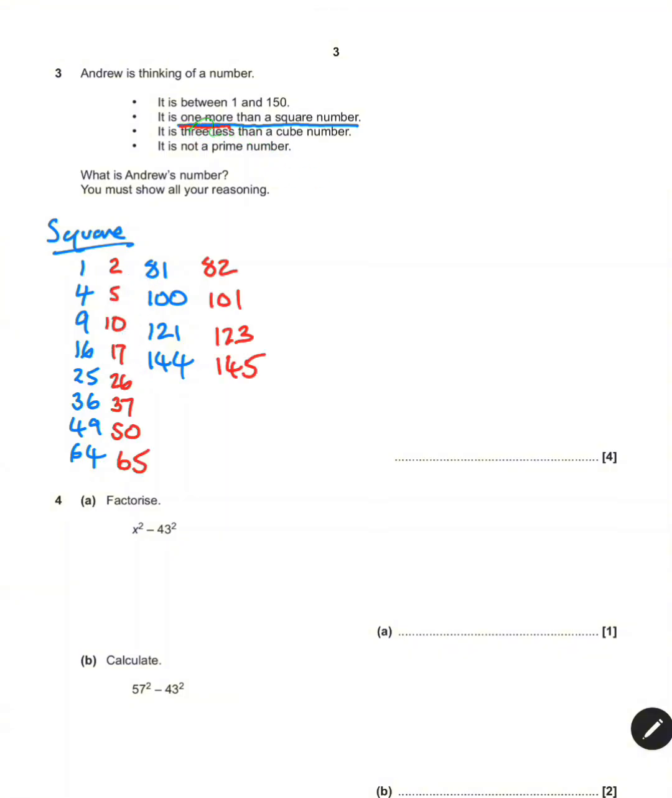The next part says 3 less than a cube number. So I'm going to start by writing down my cube numbers. They come from 1 times 1 times 1. 2 times 2 is 4 times 2 again. 3 times 3 is 9 times 3 again. And I'll just carry on with that pattern.